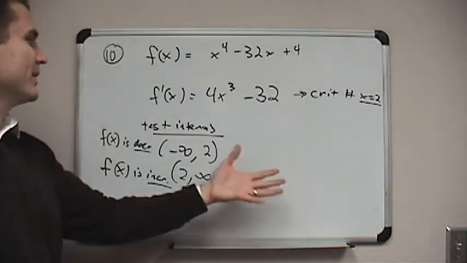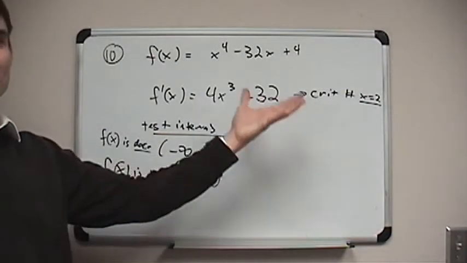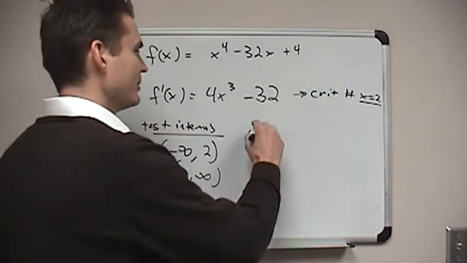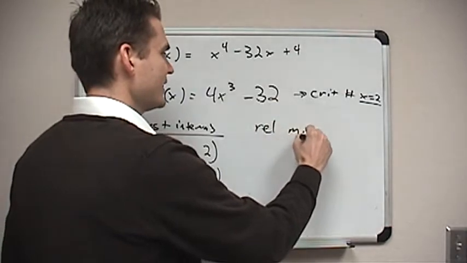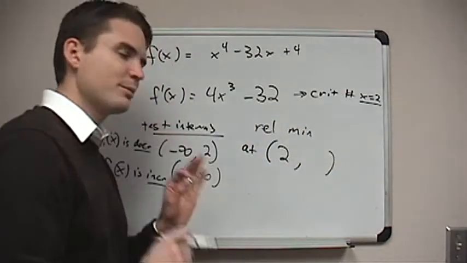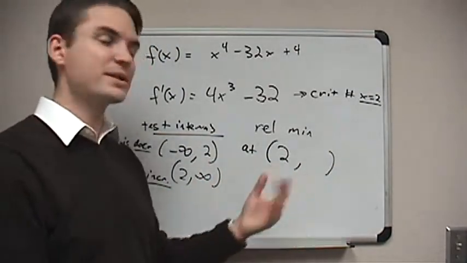Okay. So to the left, the function is decreasing. To the right, it's increasing. It has to have a minimum at 2. Okay. So what is exactly the relative minimum? We know there's going to be a relative minimum in this case. Well, it's going to be at the point 2 comma something. Now remember, this is not an interval. This is a point. We want to know the actual ordered pair where there's that relative minimum.